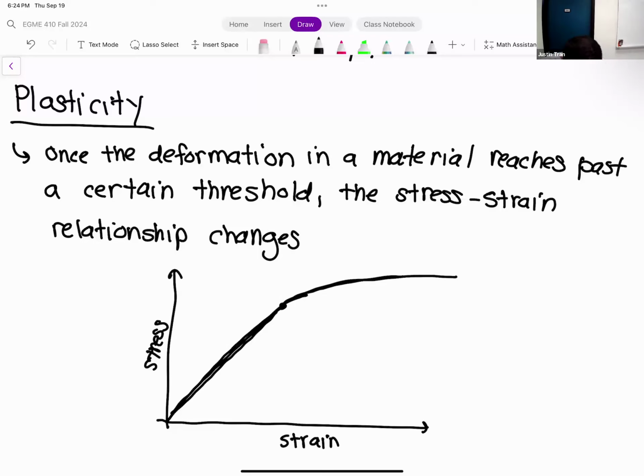Okay. And so this point where that stress-strain relationship starts to change, we often call this the elastic limit. And this region right here is the plastic deformation region.